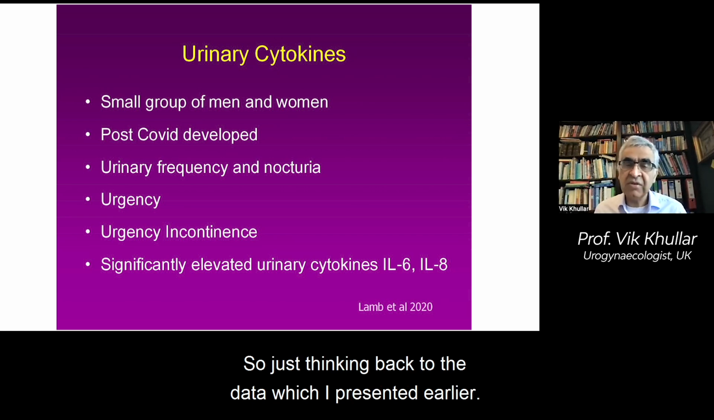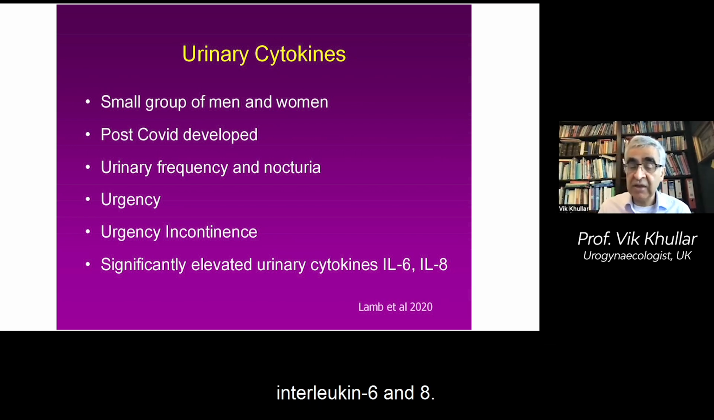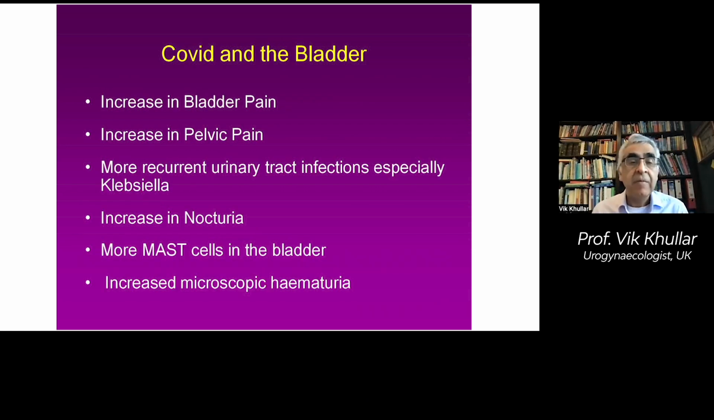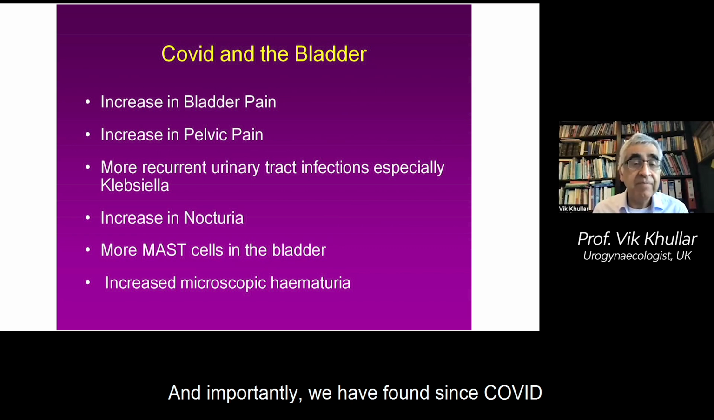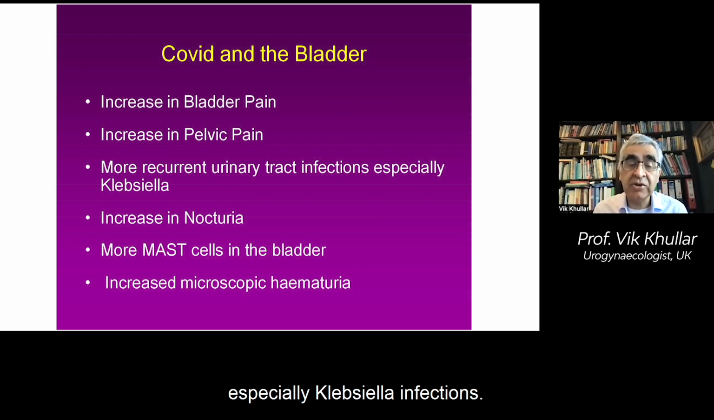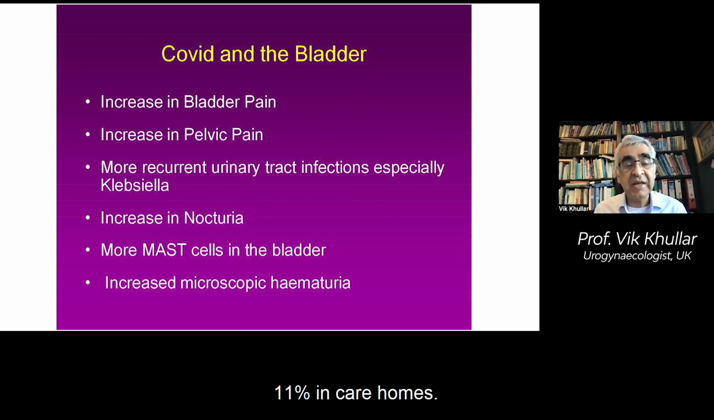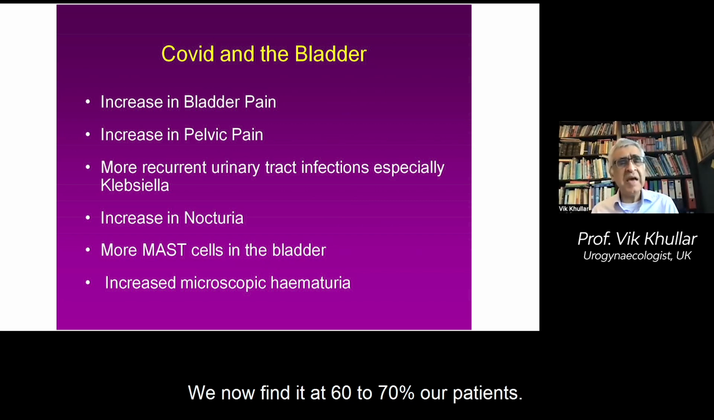So just thinking back to the data which I presented earlier, they had significantly elevated urinary cytokines, interleukin 6 and 8. They had an increase in bladder pain, increase in pelvic pain, and importantly, we have found since COVID that there are more recurrent urinary tract infections, especially Klebsiella infections. Klebsiella prior to COVID was about 4% of urinary tract infections overall, 11% in care homes. We now find it in 60 to 70% of our patients.